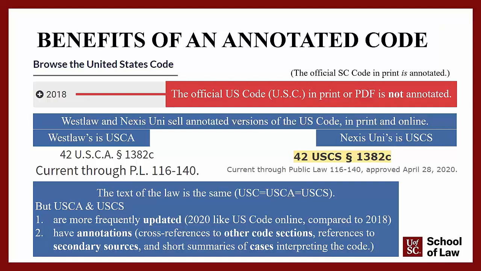But USCA and USCS are more frequently updated. So just like that US Code Online that you saw on the house.gov website, they are updated up through 2020 compared to the 2018 version that is the official version. And both Westlaw and Nexis Uni provide annotations, and that's cross-references to other code sections, references to secondary sources, as well as short summaries of cases that interpret those code sections. And especially with the federal code, those annotations can be numerous and crucial to understanding the content of the code.